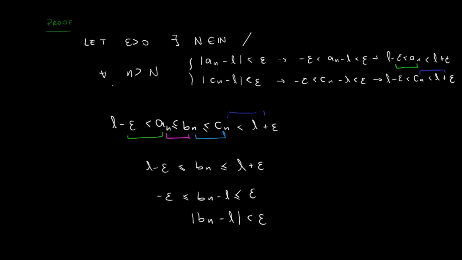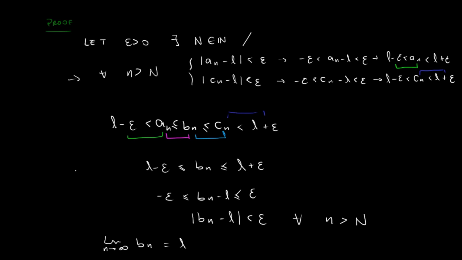And this happens under this hypothesis. This is for every n that's greater than N. And this is the definition of a limit. So then the limit when n goes towards infinity of b sub n equals L.